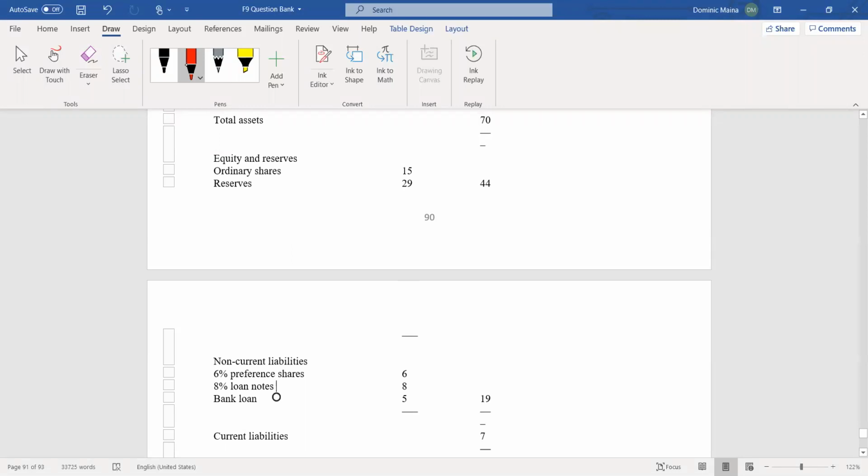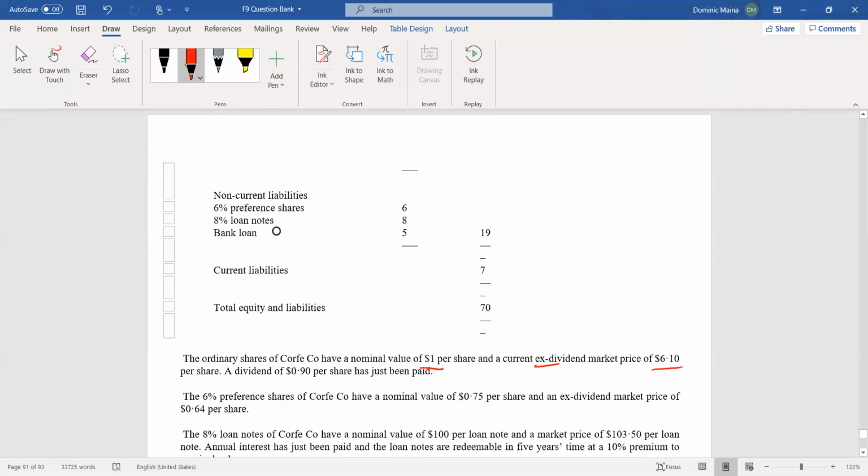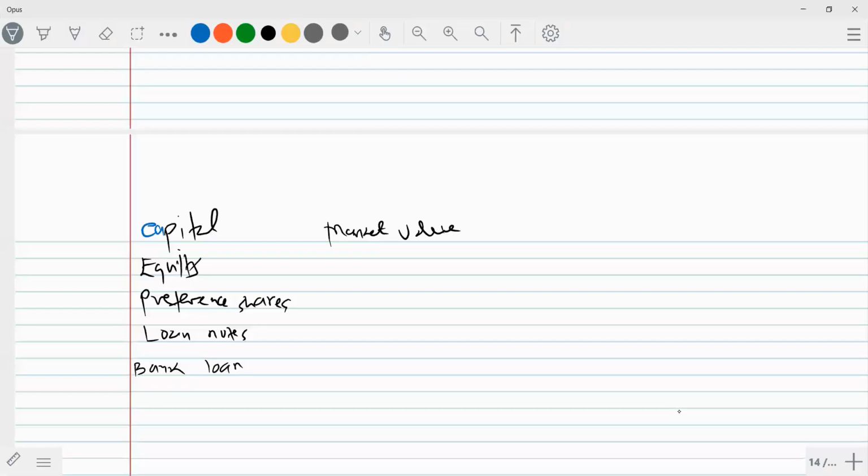Then we need to determine how many shares this company has. The company's shares have a nominal value of $15 million, and one share has a nominal value of $1. That means this company has 15 million issued shares. Therefore, the market value is simply 15 million shares multiplied by the market price of 6.1, to give us the total market value of the equity shares, which is equal to how much?